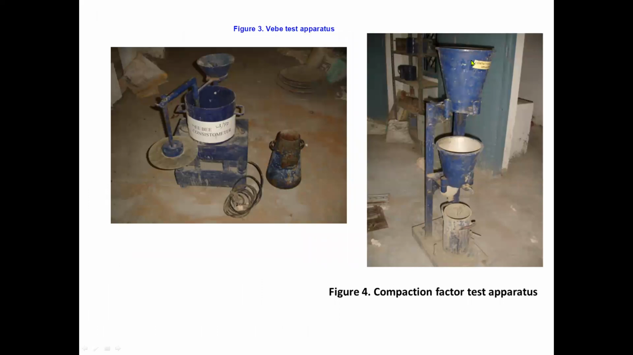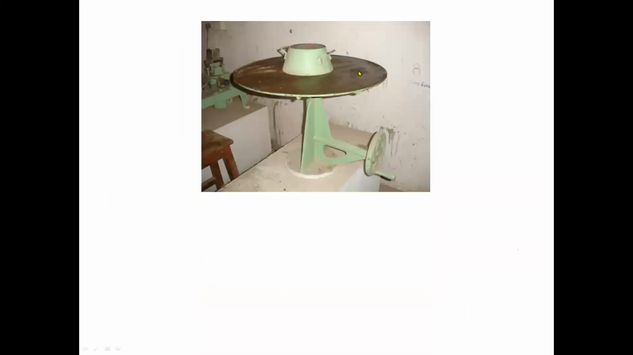So we now have figure 3, the Bebe test apparatus, so that you can be familiarized, and the compaction factor test apparatus. And then we have another apparatus here, which we call the flow table test apparatus.